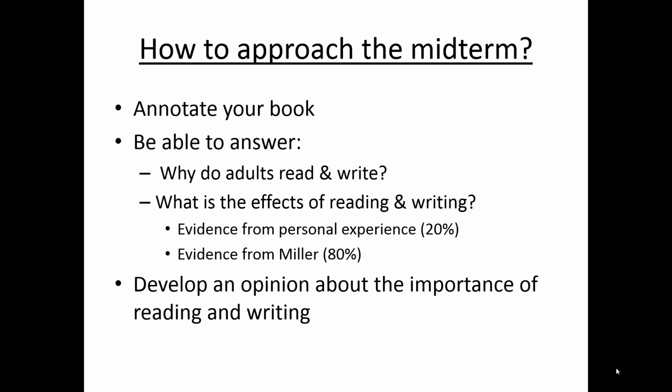So how to approach the midterm with all this deep reading and writing? Start by having a well-annotated book. Highlight key ideas. Be able to answer the question, why do adults read and write? What is the effect of reading and writing? About 20% of that answer should come from personal experience. The bulk of it, about 80% of your answer, should come from Miller's evidence. And be able to develop an opinion about the importance of reading and writing.